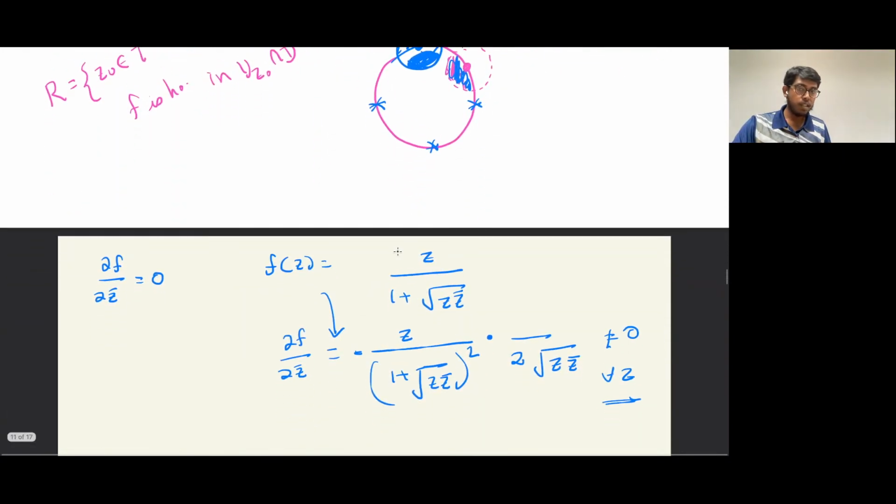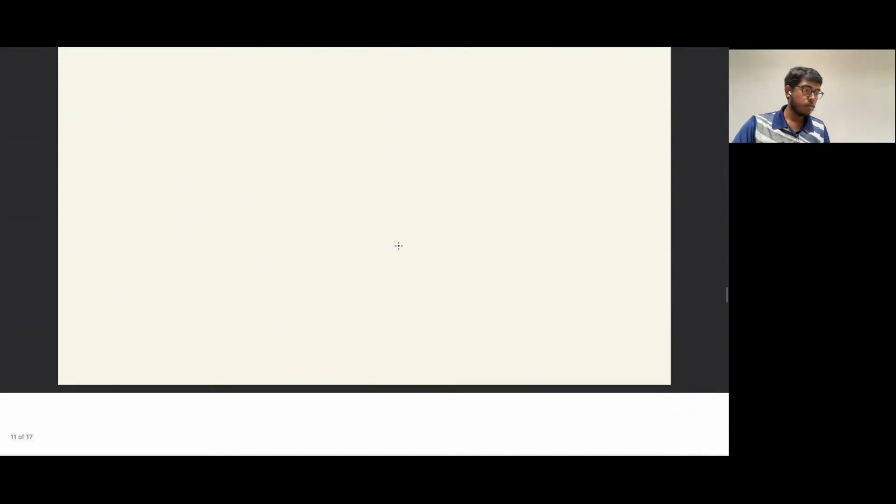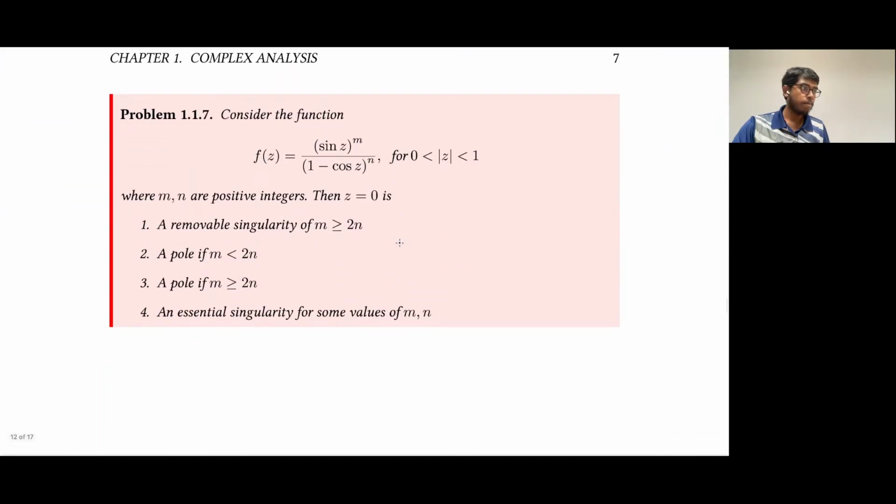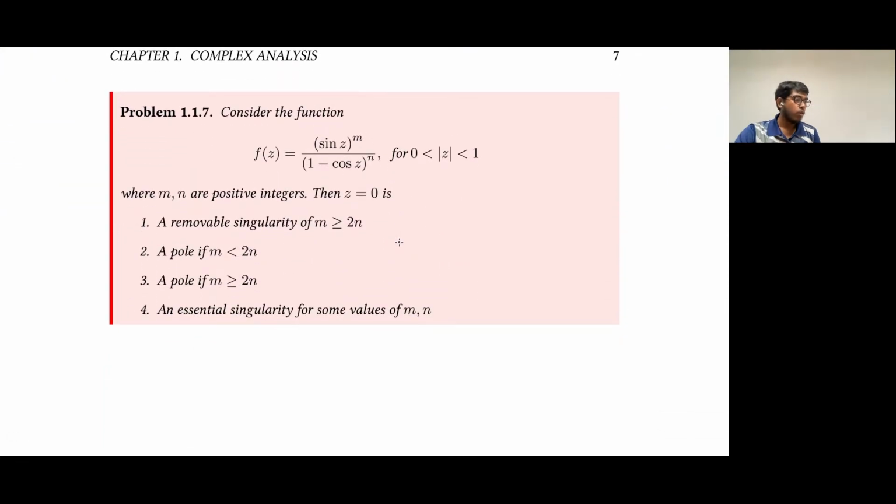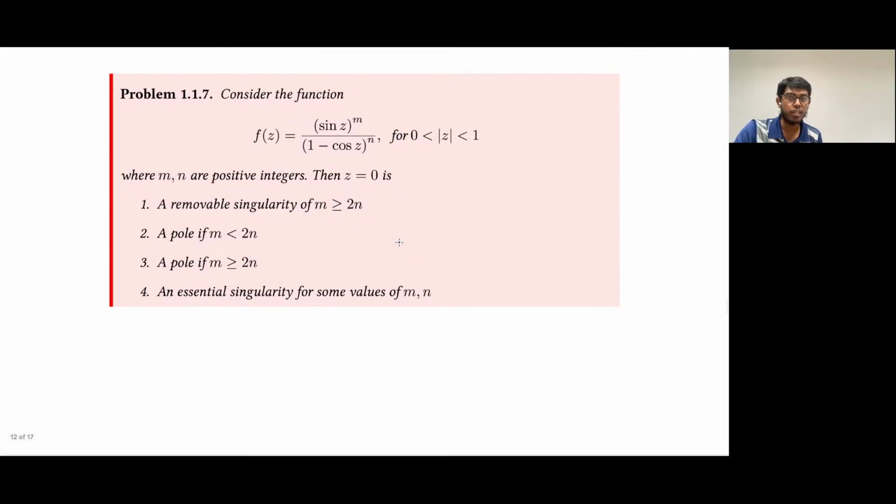Okay, so let's proceed to the next problem. The last problem was clear to everyone, I guess. So let's see this. Consider the function f(z), which is (sine z by 1 minus cosine z) to the power m and to the power n. Then we need to see z equals 0 is what? A removable singularity, a pole, or an essential singularity, or what? Okay, so any guess about this problem?